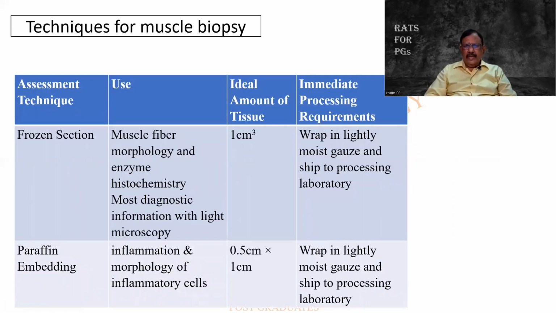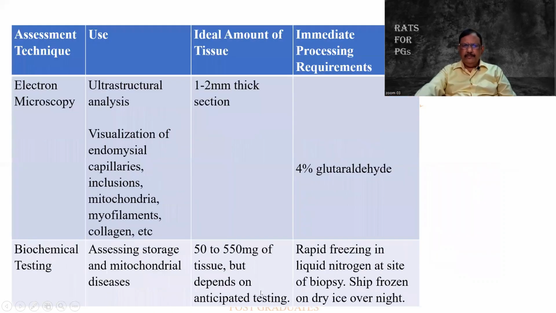What are the different techniques for muscle biopsy? Whenever you talk about muscle biopsy, please remember the techniques. One is frozen section, 2 is paraffin section. And what it can be used for. Enzyme histochemistry, it can be used for. And you will have to immediately wrap it up in a gauze and then send it to the concerned laboratory. Paraffin, whenever you want to study the inflammatory morphology, etc. Again, it has to be wrapped up and sent.